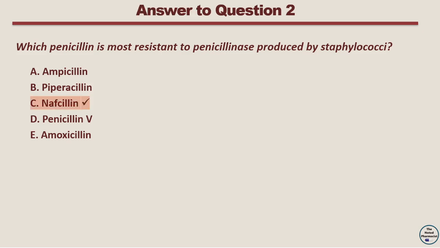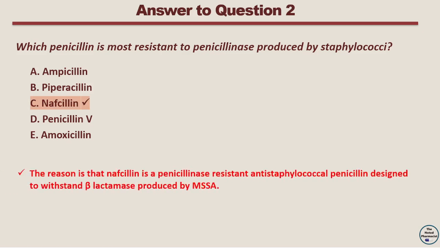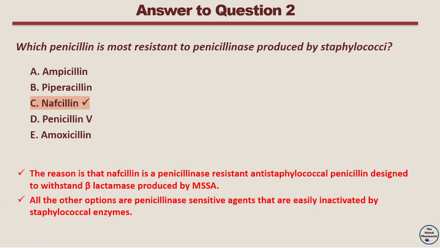The correct answer is option C. Nafcillin. The reason is that nafcillin is a penicillinase-resistant antistaphylococcal penicillin designed to withstand beta-lactamase produced by MSSA. All the other options are penicillinase-sensitive agents that are easily inactivated by staphylococcal enzymes.